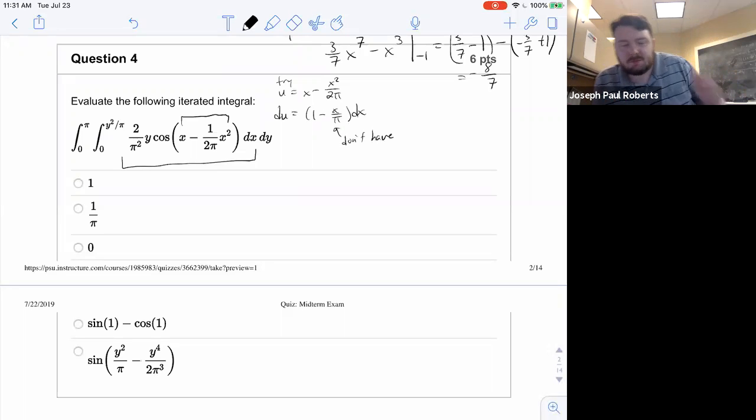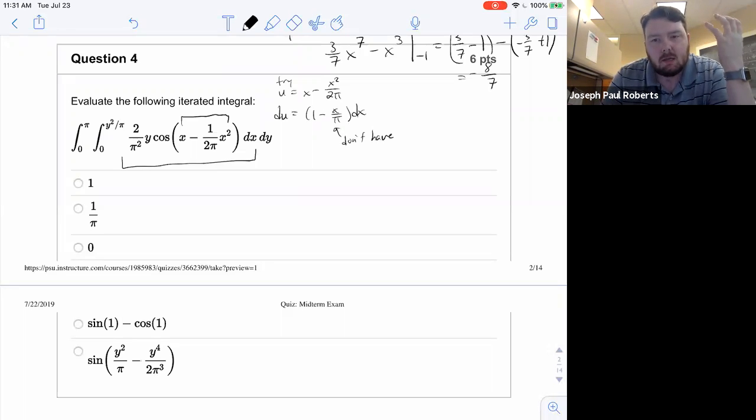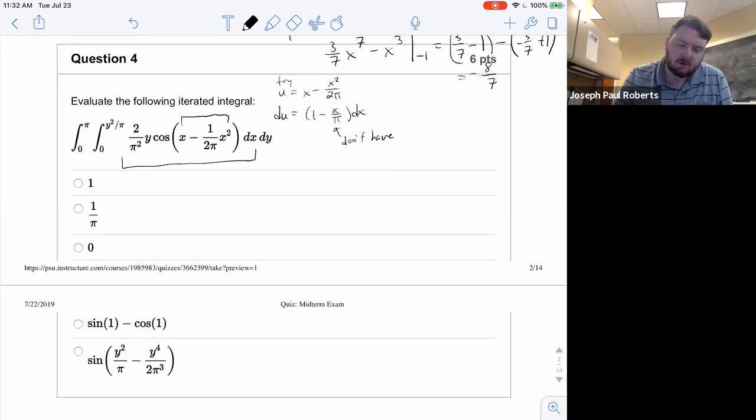And so, like we've said before, if you can't get a substitution to work out, you should take that as a hint to try either another set of coordinates, like polar, cylindrical, spherical, or something like that, or switch the order of integration. And so, yeah, don't worry about trying integration by parts or anything like that. The idea is that we have this inside function, x minus x squared over 2 pi, and we don't seem to have the factor on du that we need to make this substitution work. So really our hope is to try something else.